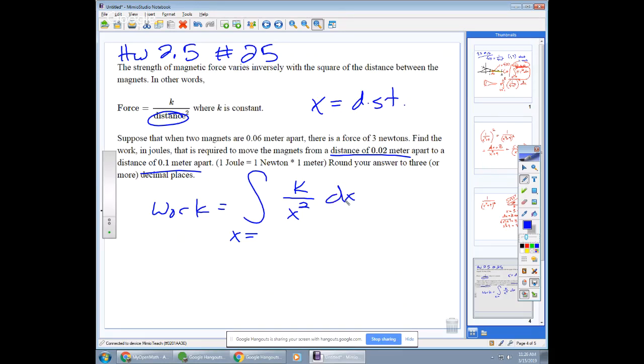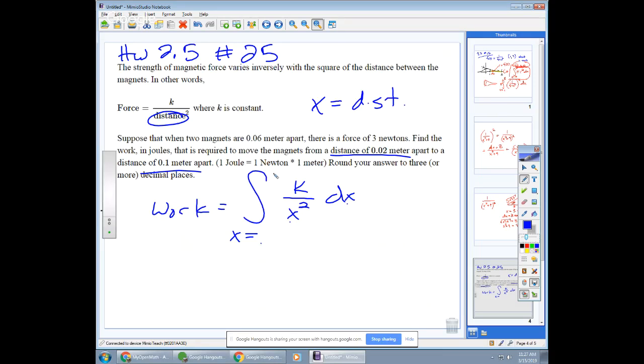And in some work problems, dx is part of the force. In other work problems, it's the distance. It kind of depends on the problem. In this case, since x is part of the force, then dx gets to be the distance. And you always have to stop and think about, where's my force, where's my distance? So in order to do this, we have to figure out a couple of things.